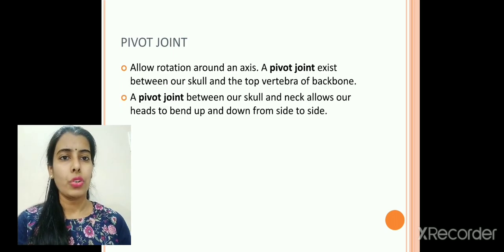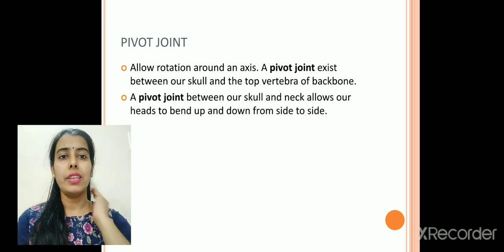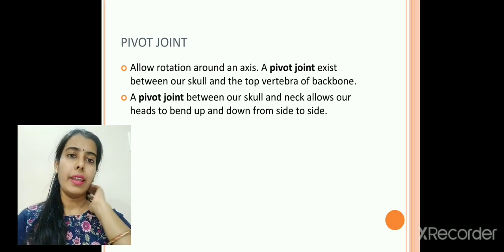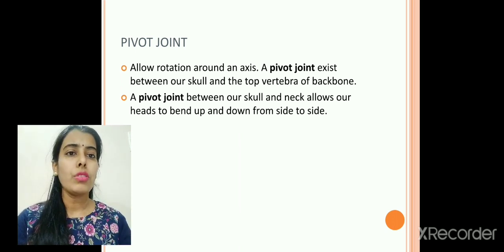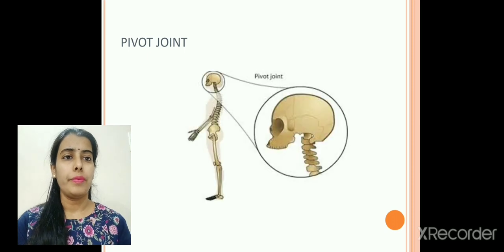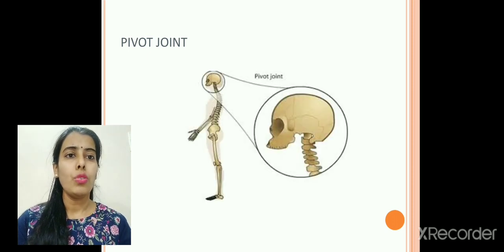Next is the pivot joint. It allows rotation around an axis. It is present between our skull and the top vertebra of our backbone. So if we rotate our neck, we are able to do it because of our pivot joint. Here one bone is joined to another bone, which allows it to bend up, down or sideways, and even rotate. This picture is showing you the pivot joint.